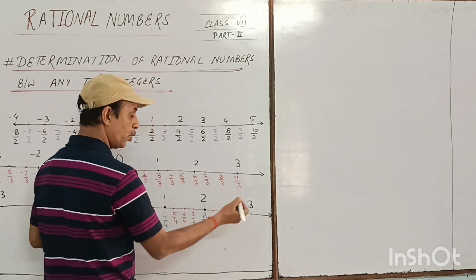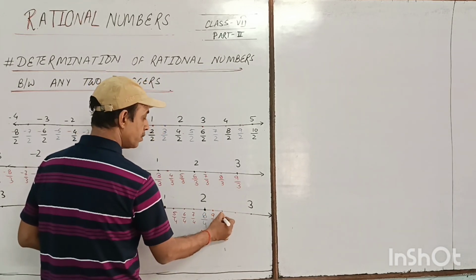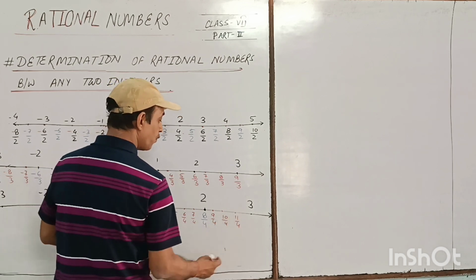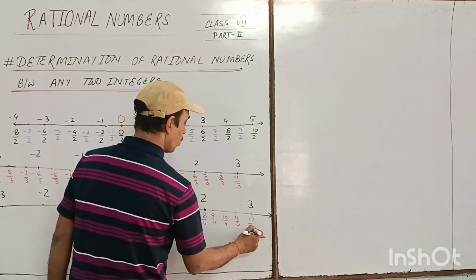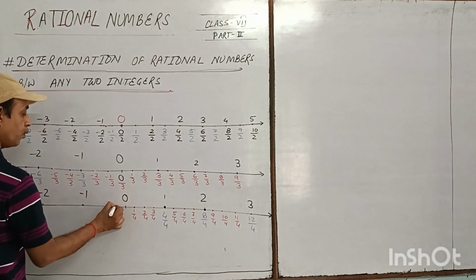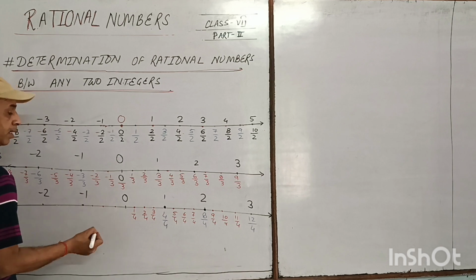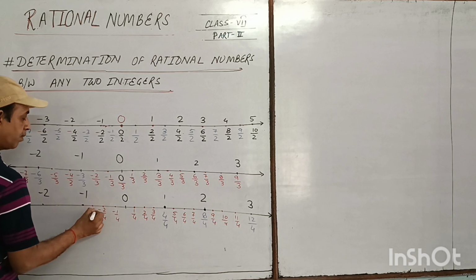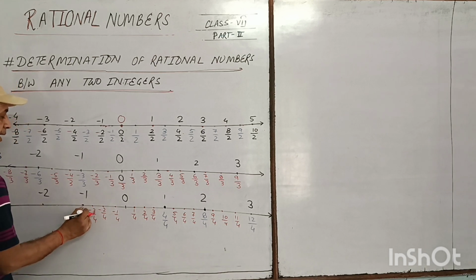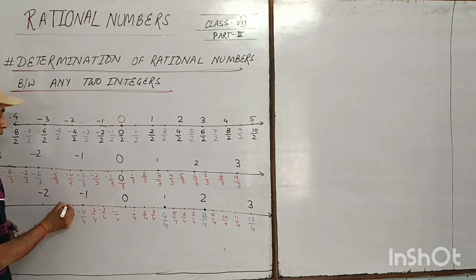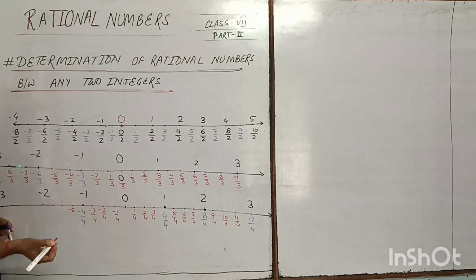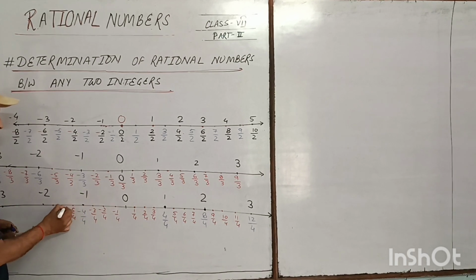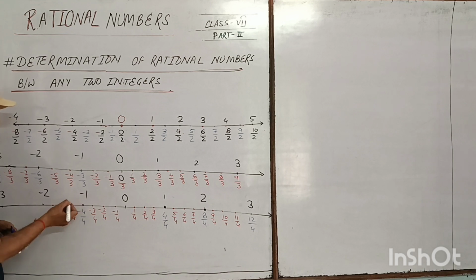Then between 2 and 3, 9 upon 4, 10 upon 4, 11 upon 4, 3 can be written as 12 upon 4. Further, if you see on the left side of 0, it will become minus 1 by 4, minus 2 by 4, minus 3 by 4, and minus 1 can be written as minus 4 by 4. Further, I hope now you must be getting an idea. Next, between minus 1 and minus 2, it will be minus 5 upon 4, minus 6 upon 4, minus 7 upon 4, minus 2 can be written as minus 8 upon 4.